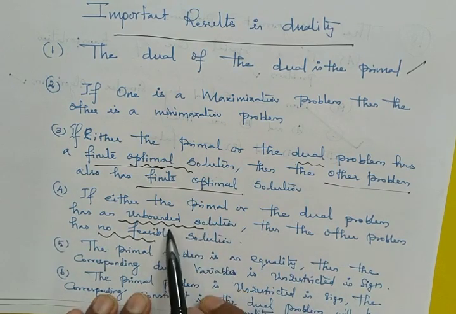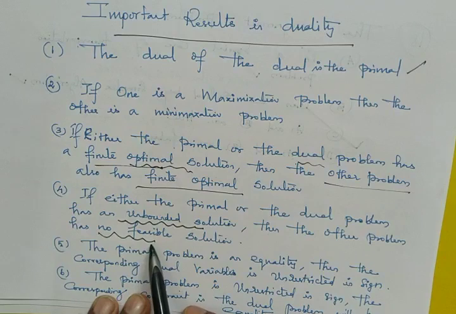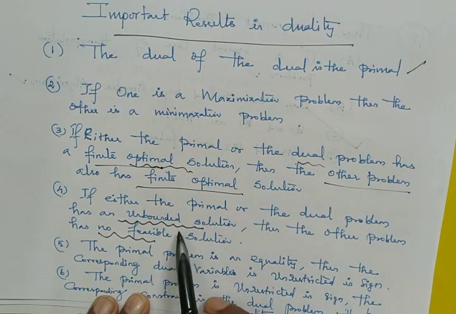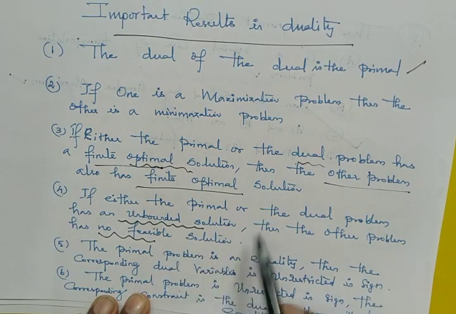If primal is unbounded, dual becomes what? No feasible. If primal is no feasible, dual becomes what? Unbounded. This is a vice versa case.